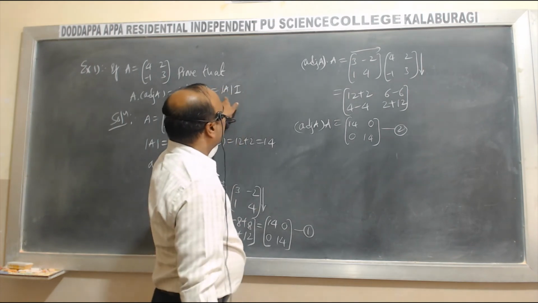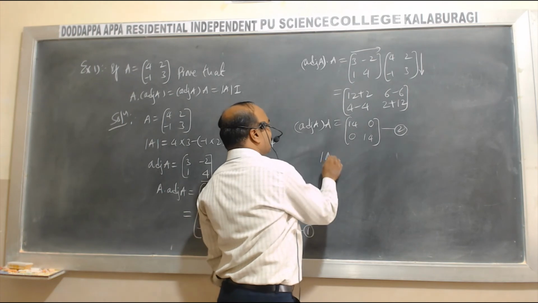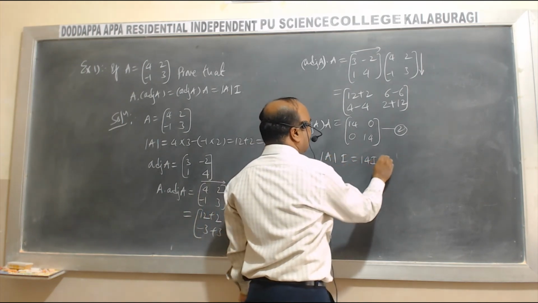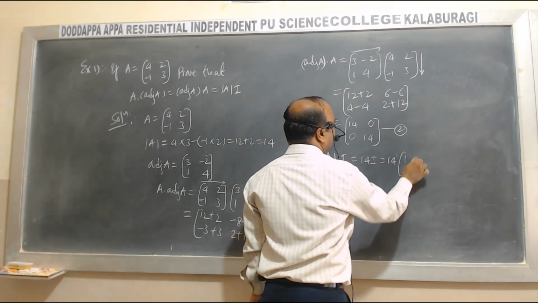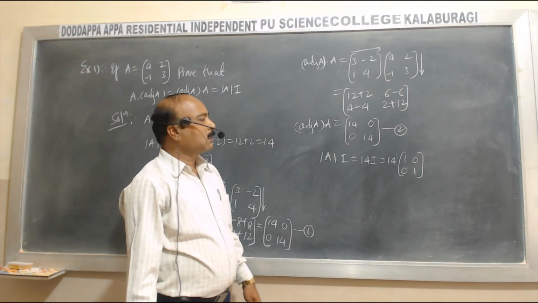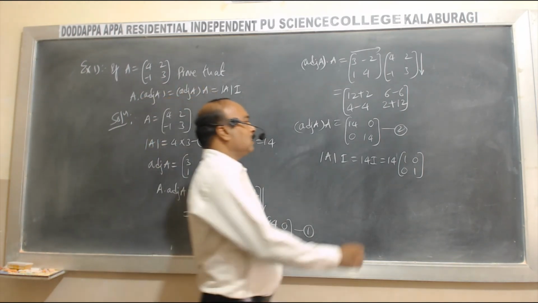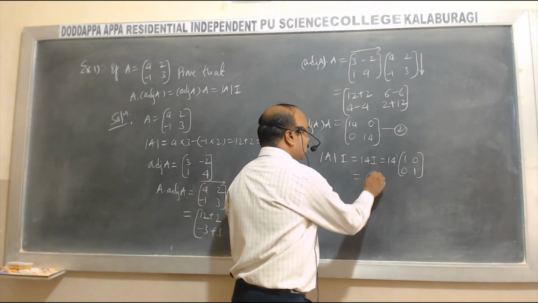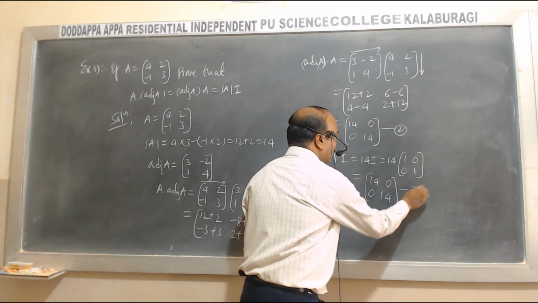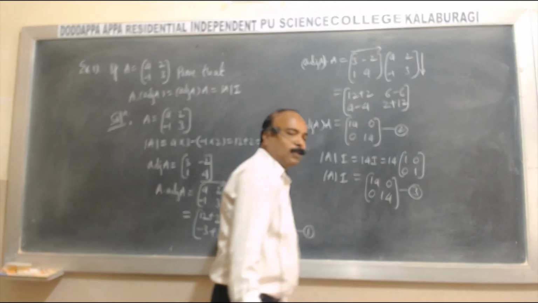Now the third term is determinant of A into I. Determinant of A we got already, 14. So substitute: determinant of A into I equal to 14 into I. It is 14 times [1 0; 0 1]. It is the identity matrix. The order of this is taken as second order because the given matrix is also second order. Now we simplify this. We get [14 0; 0 14]. Now we call this equation number 3. It is the value of determinant of A into I.